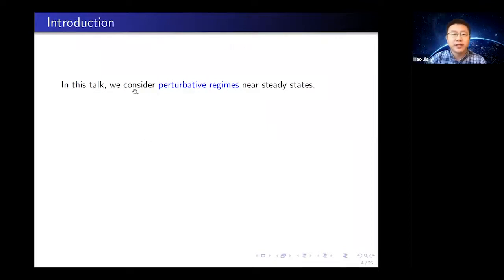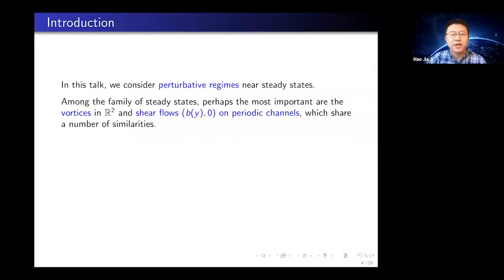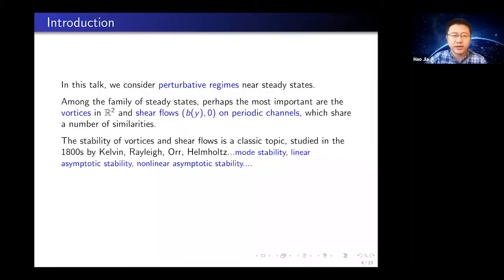So we consider the perturbative regimes near steady states. There are many steady states for 2D Euler. There are many infinite dimensional, finite codimensional manifolds of steady states. But perhaps the most important ones are shear flows or vortices. And actually the analysis of the two share many similarities. Not completely the same, but they share many similarities.